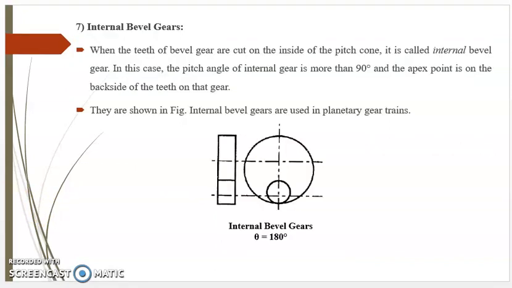Internal bevel gears. When the teeth of bevel gear are cut on the inside of the pitch cone, it is called internal bevel gear. In this case, the pitch angle of internal gear is more than 90 degree and the apex point is on the back side of the teeth on that gear. They are shown in figure. Internal bevel gears are used in planetary gear trains. In case of internal bevel gears, theta is equal to 180 degree.